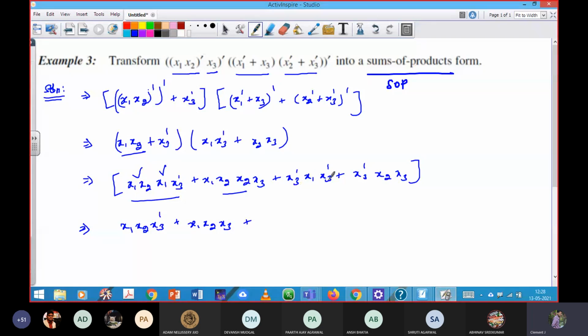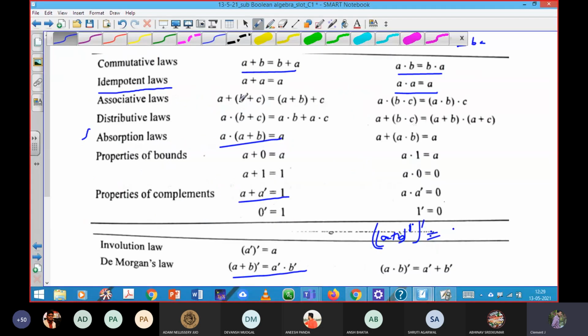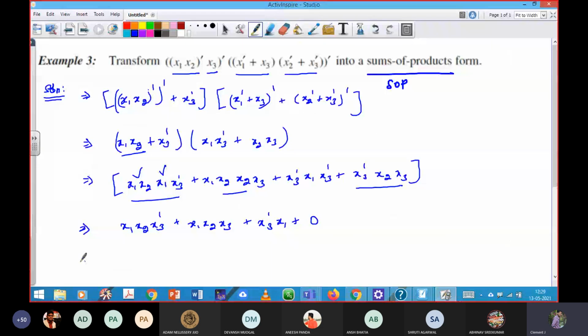Now can you guess the answer for this last term? Same, x3 dash x1 plus 0. Plus 0, very good. Because the property of complement says A into A dash, that means if you multiply an element and its complement, you will get the answer 0. So by applying the complement law on this step, you will get 0 right here.